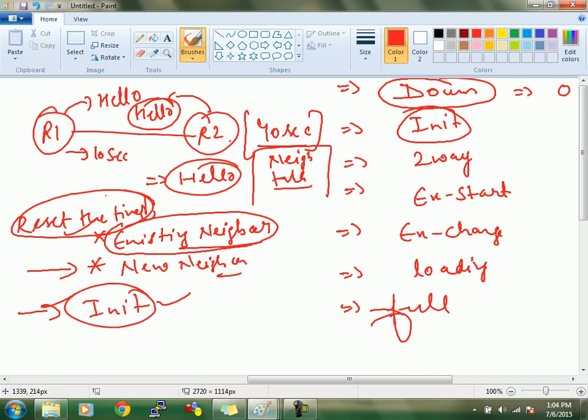Now what I will do, I will install his router ID in my neighbor table. So whenever I will receive the hello again, I must have his entry in my neighbor table. This thing is clear? When both the routers receiving hello from each other and have the entry of each other in their neighbor table, that state is called two-way. That a two-way connection has been established, we have exchanged our entries.